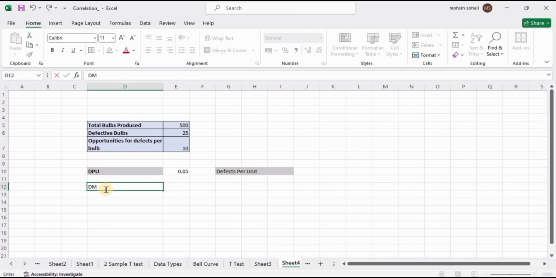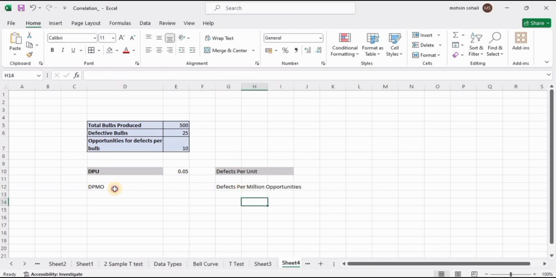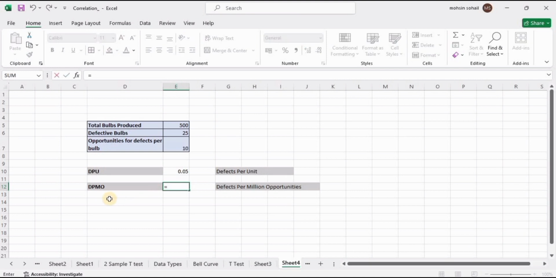And now moving on to DPMO. DPMO means defects per million opportunities. If we simply multiply DPU by 1 million or 10 to the power 6, we will get DPMO. So type equal, this value multiplied by 10 raised to power 6, or we can type 6 zeros. Press enter and here we have our DPMO.